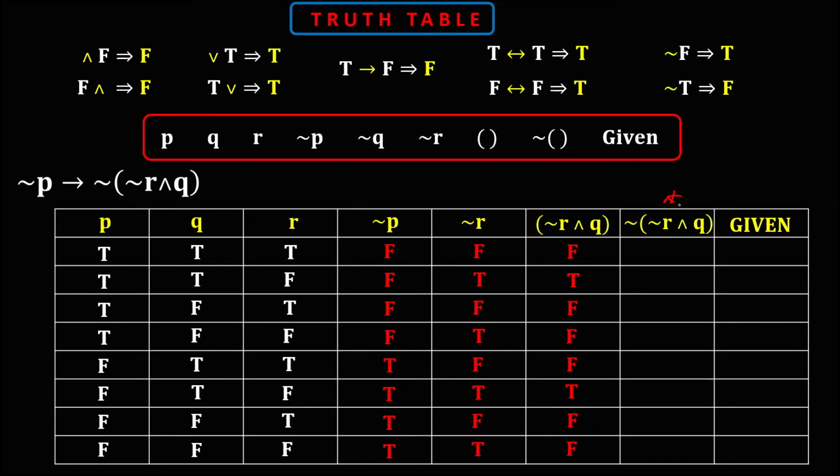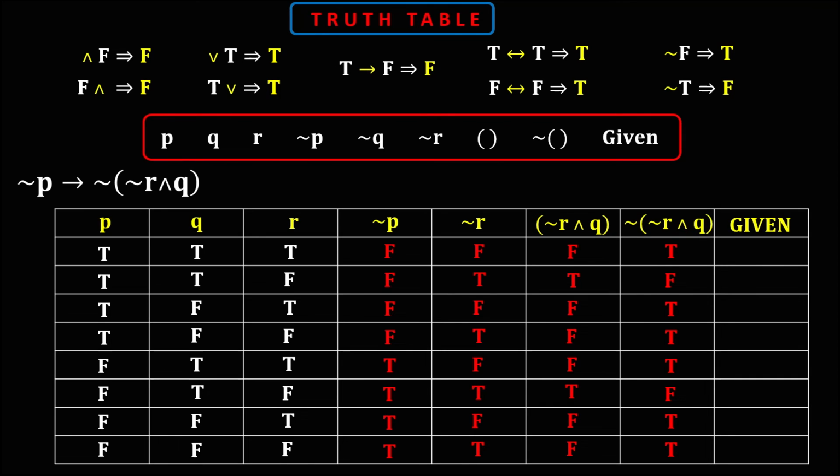Then for the column, the negation of not R and Q, we take the negation of each value. The negation of false is true. The negation of true is false. The negation of false is true. The negation of false is true. The negation of false is true. Then the negation of true is false. The negation of false is true. And the negation of false is true. So these are now the values for this column.